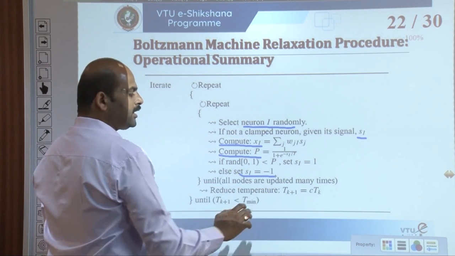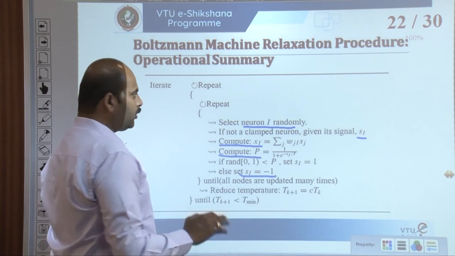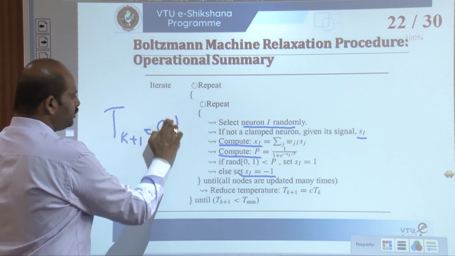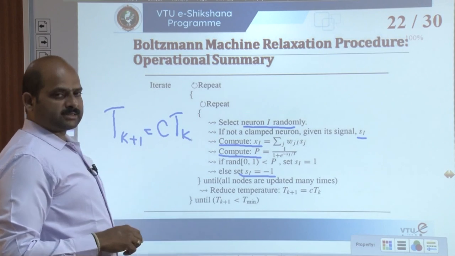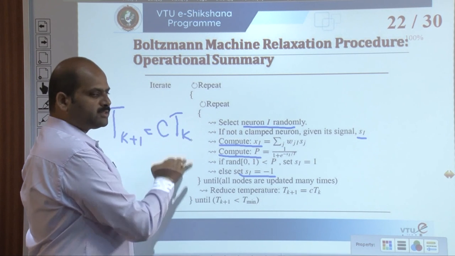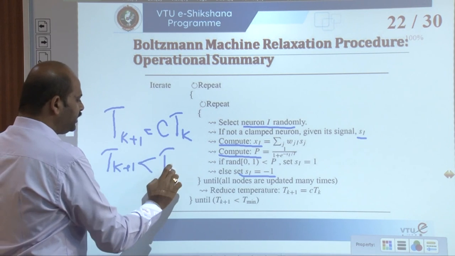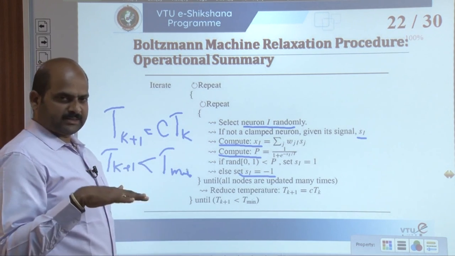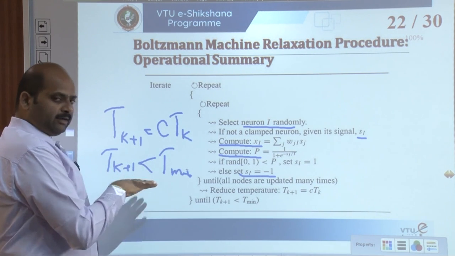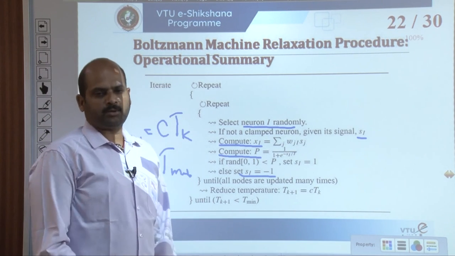Until all the nodes have been updated many times, later we reduce the temperature. How? The temperature we have already defined as Tk+1 = C * Tk. Until the state stabilizes, we have to reduce the temperature. Once Tk+1 is lesser than T minimum, the minimum we have set, which is going to be reached, at that time we need to stop the process. Understand? In such a way we are going to do this process.